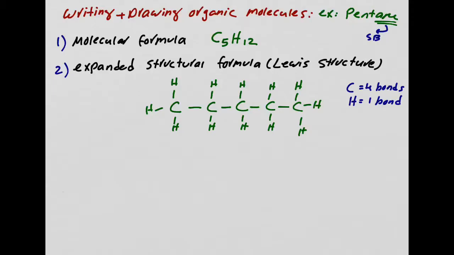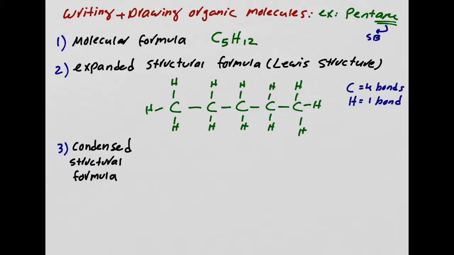Now, this is kind of tedious, isn't it? If I have like 32 carbon, for example, that's going to take me a long time to draw this out. So organic chemists go, this is cool, but this is a little too much. What we're going to do, we're going to do condensed structural formula. Okay?